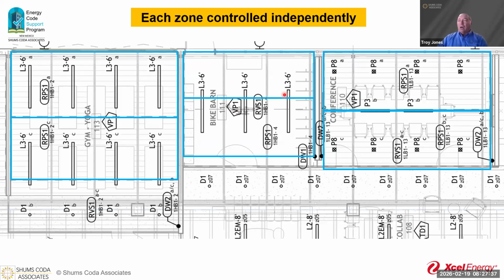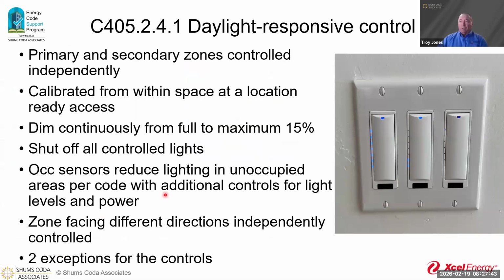We need to have those on the plan review, and we need to have those out in the field so we can verify that that's working when we're out there. So if we have zones that are facing different directions, they need to be independently controlled.